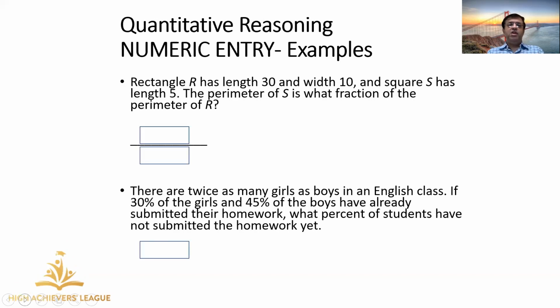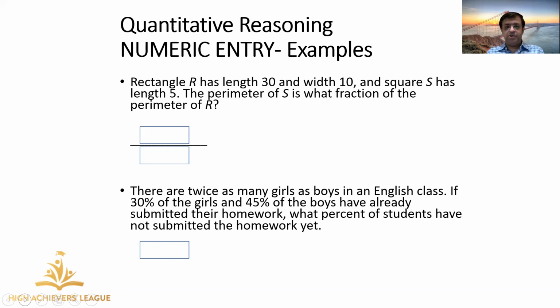Okay, let's move on. So now this is a numeric entry question in which you have to type the correct answer inside the boxes. So it says rectangle R has length 30 and width 10 and square S has length 5. The perimeter of S is what fraction of the perimeter of R? Now, when it says the perimeter of S is what fraction of the perimeter of R, this means that we are going to keep the perimeter of S in the numerator and the perimeter of R in the denominator.